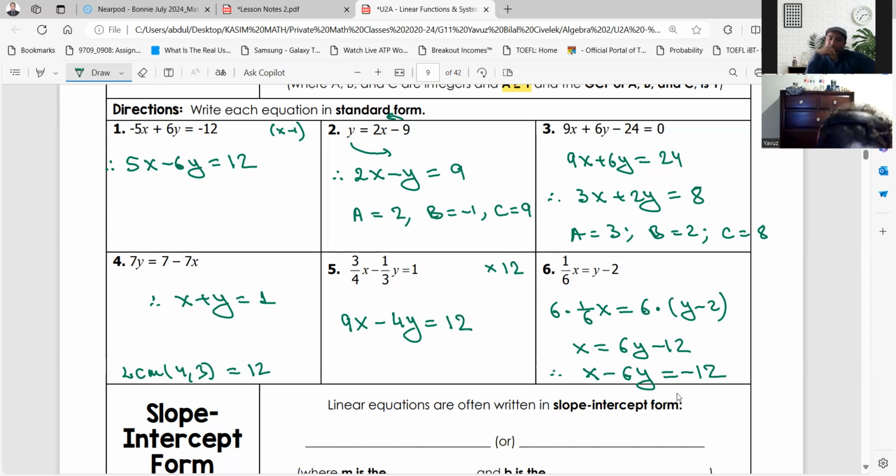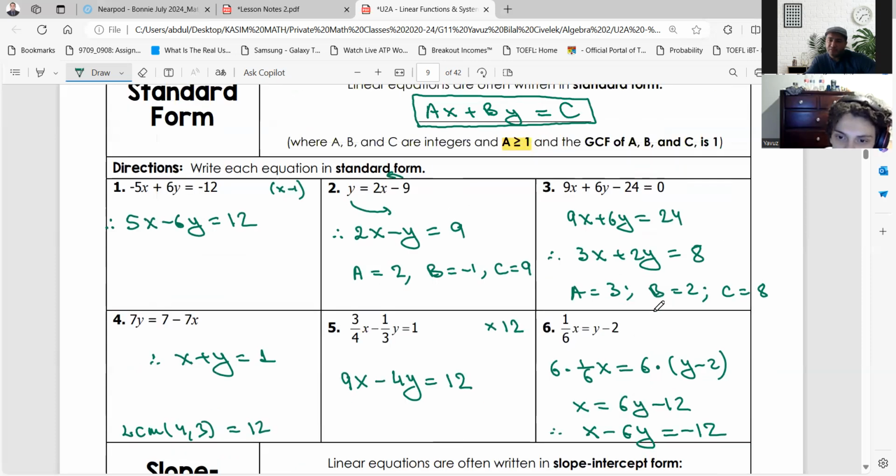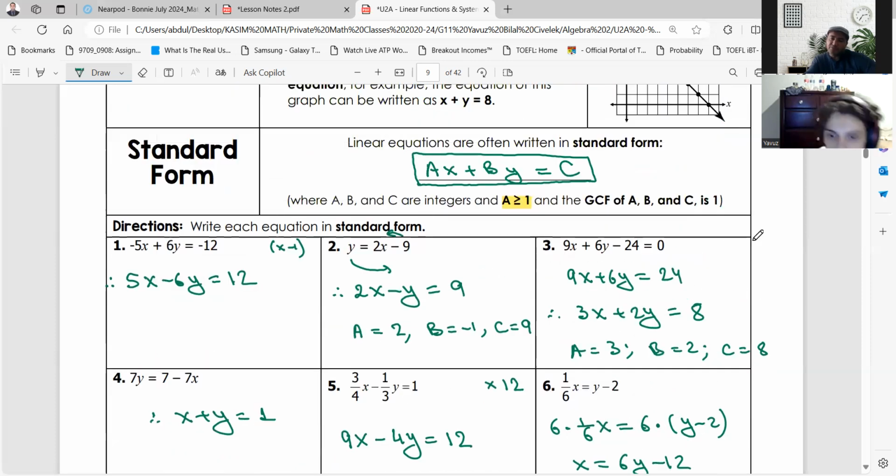Do we have to multiply by 6? I mean, if you don't, how do you change this 1 over 6 into an integer? Because what is the definition? Oh, a, b, c must be integers, right? Yeah, okay, I see. When you talk about standard form, okay?